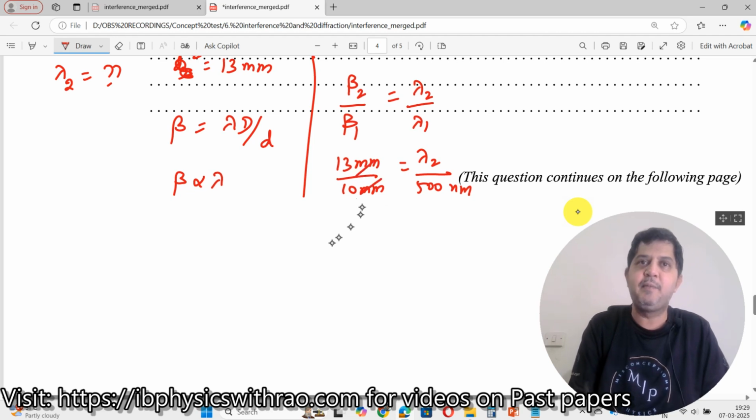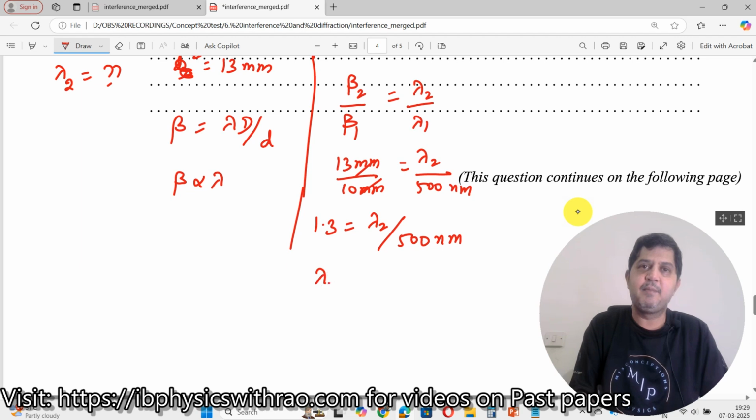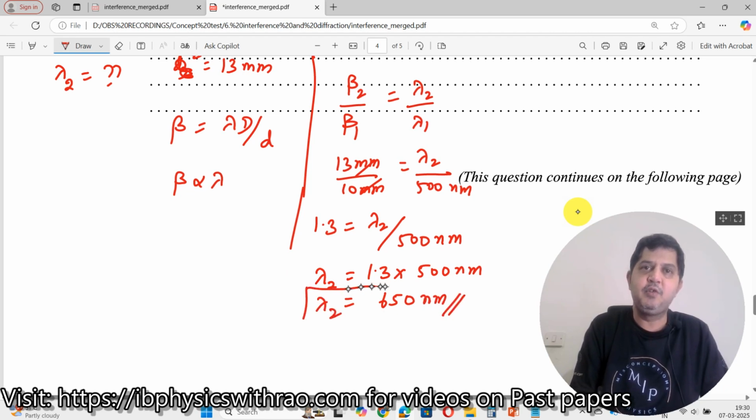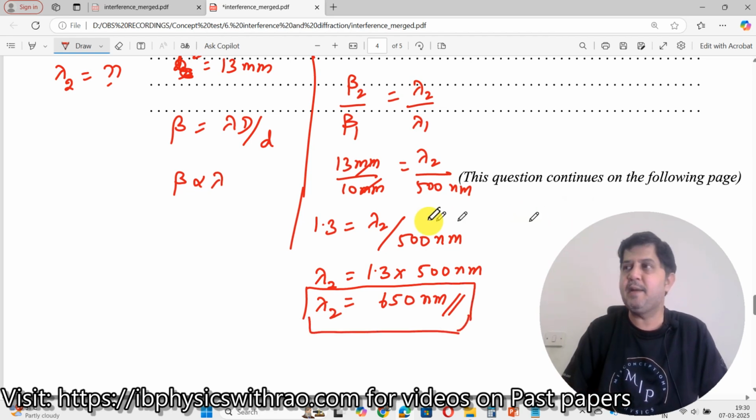So it's better to always write the units. This millimeter goes away, and you get 1.3. 1.3 is equal to lambda 2 divided by 500 nanometer. Our lambda 2 should be 1.3 multiplied by 500 nanometer, which should be 650 nanometers. The value of lambda is equal to 650 nanometers. Okay, next.